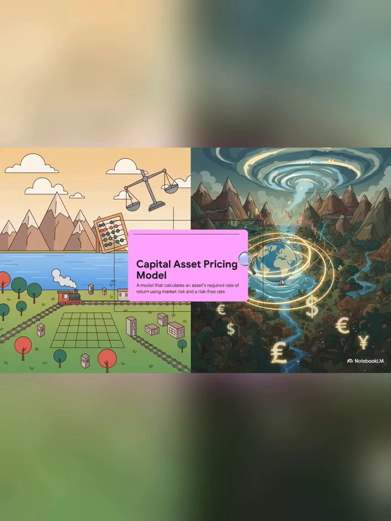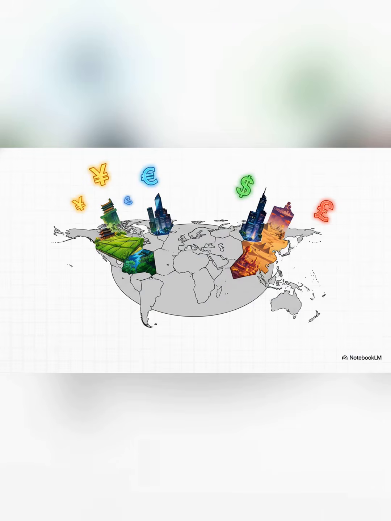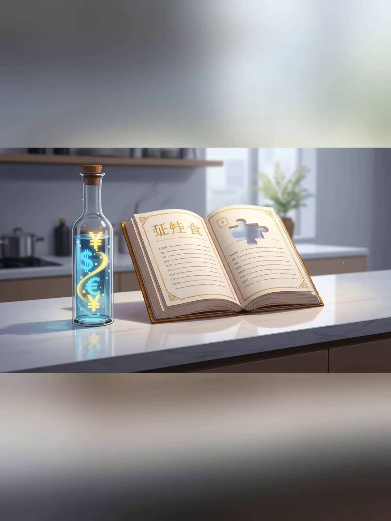CAPM is a great starting point, but it's built for a world that isn't exactly real. See, the model makes some pretty big assumptions, and honestly, they just don't hold up out here. And its biggest flaw for global investors? It thinks there's only one single market. Big problem. And that brings us to the missing piece of the puzzle, currency risk.